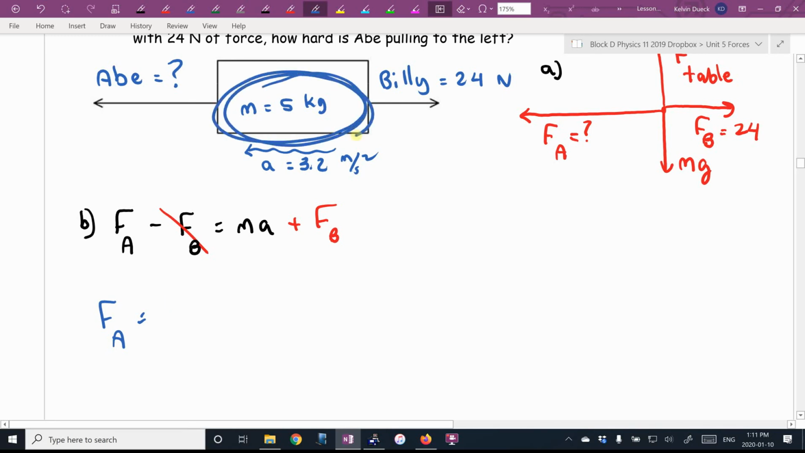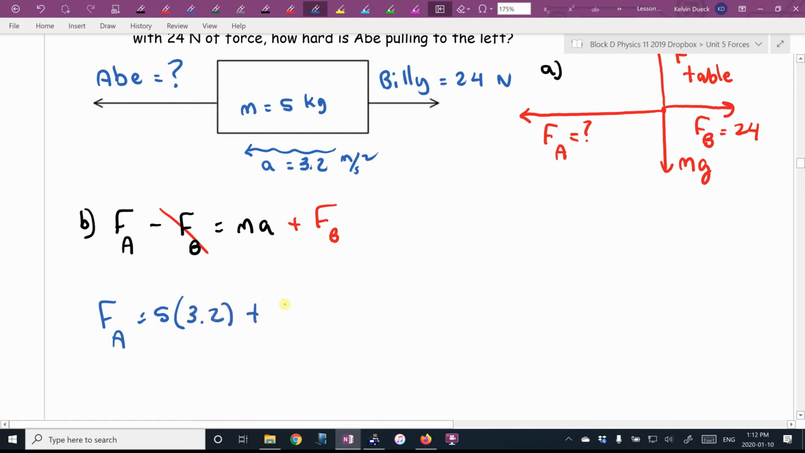Look at the picture. What's the acceleration? They told me. Should that be negative, Mr.? No. I know it's to the left, but we've decided for this question that it's nicer to make that positive.